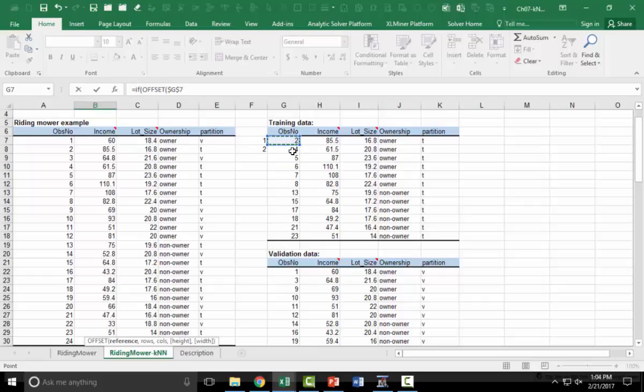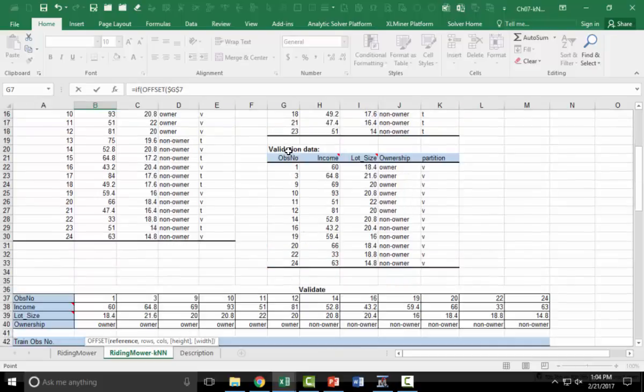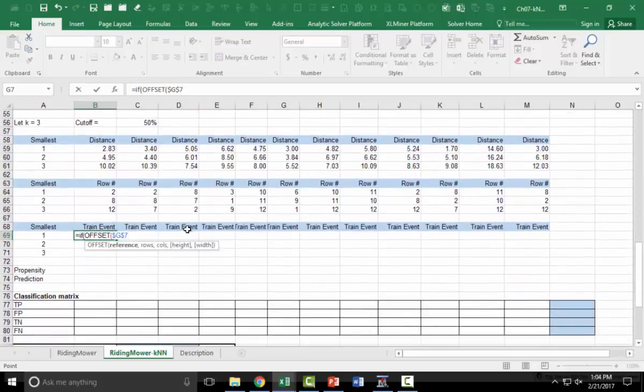If it is for row 2, you have to go down 1. If it is row 3, you have to go down twice. So the number of rows you want to go down, so G7, comma, you need to go B64 minus 1, because second row would be if you go down just once. So it should be B64 minus 1, comma 3. That will give you the offset, whether that will give us the value of the event, owner or non-owner.